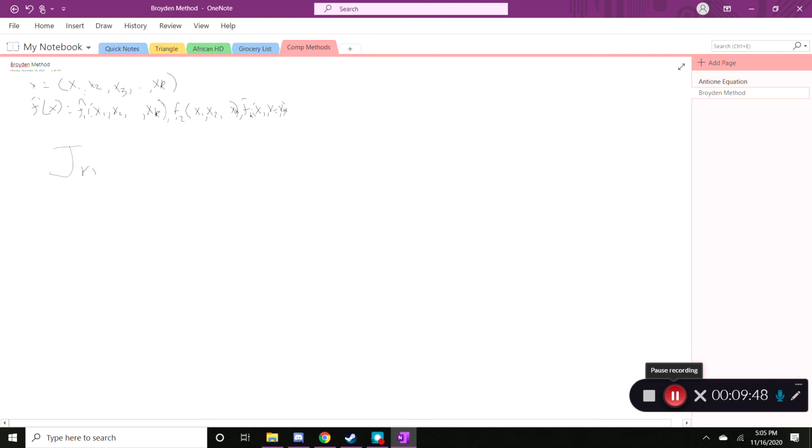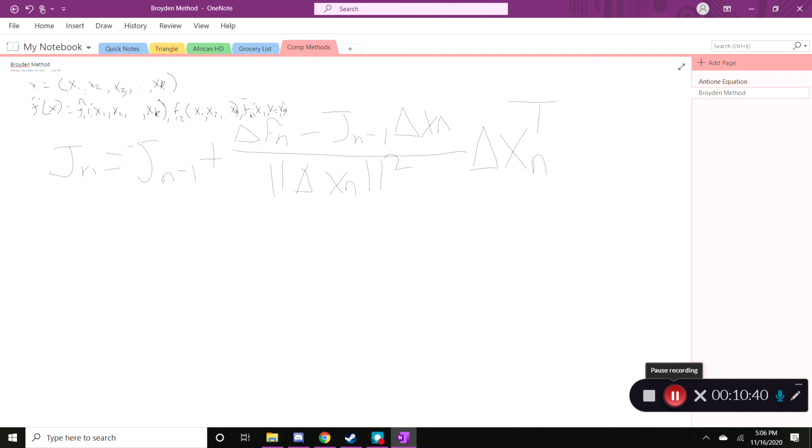The Jacobian as a function of n equals the Jacobian of the previous, or J_{n-1}, plus the delta f of n, if you remember from our shorthand, minus the Jacobian of n minus 1 times delta x sub n. All of this is going to be over the norm of delta x of n squared, and then this is going to be multiplied by delta x n to the power of T.